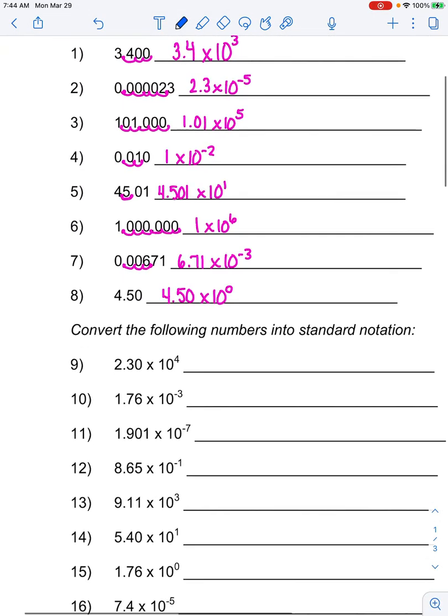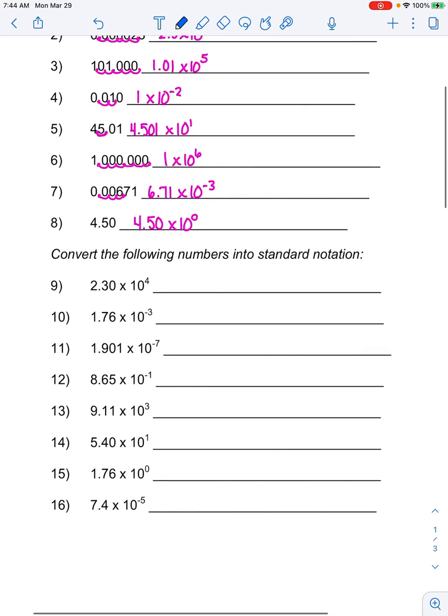All right, so taking a look at 9 through 16, it says convert the following numbers into standard notation. So that means we're going to get out of scientific notation and go to standard notation. So first you write your number that's in front of the times 10. +4 means I move 1, 2, 3, 4 spaces to the right. We're moving our decimal. So your final answer is 23,000. Give yourself a check if you got that.